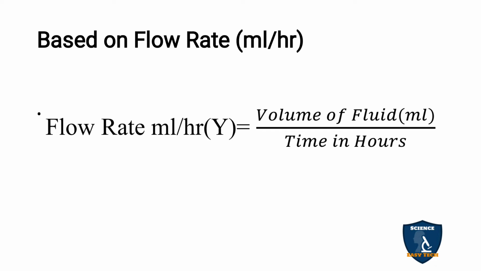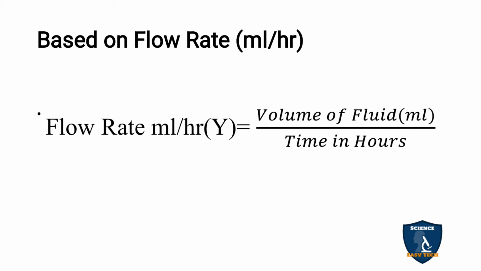Why I am insisting on this is that sometimes they will give the volume directly in ml and the time in hours. For example, administer 1000 ml of normal saline in 6 hours. Then you have to substitute it directly, that is 1000 by 6. But many times it will not be like this.